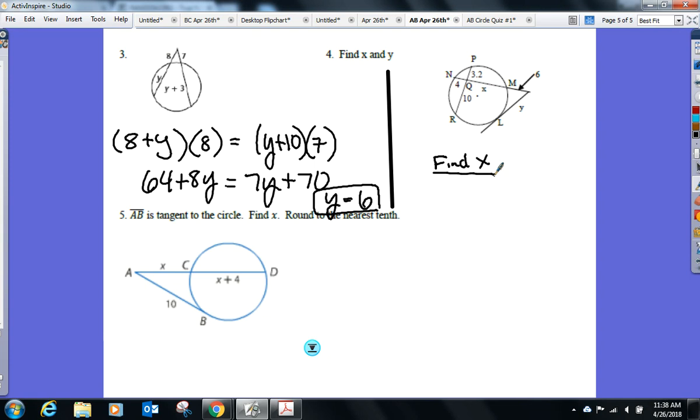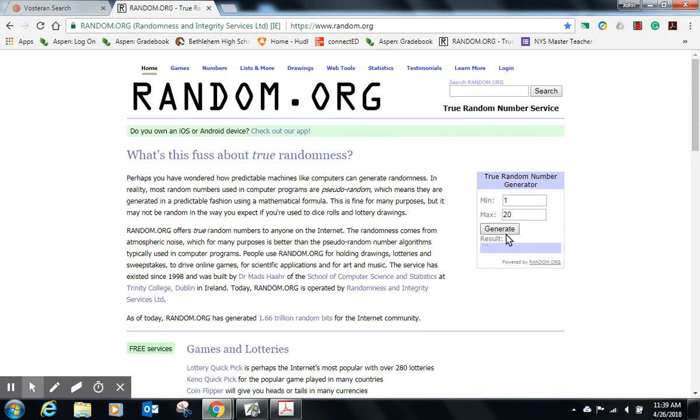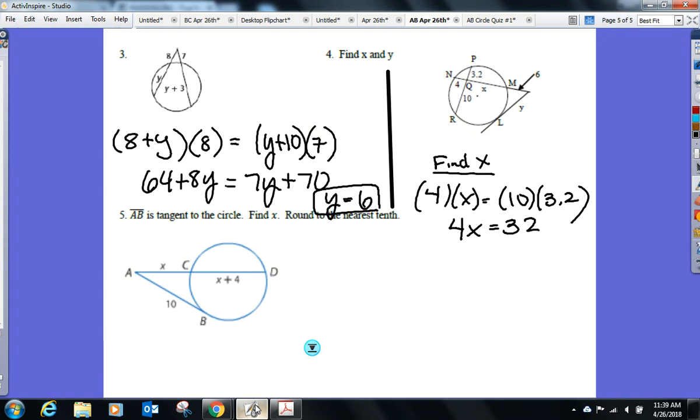And from yesterday, somebody give me two pieces of one chord now. 4 and x, so 4 times x equals, what are the other two pieces on my second chord? 10 and 3.2. This is what we did yesterday. Four x equals 32. I'm just going to ask anyway, hopefully. A little redemption. 16? 8. So now you guys know it's 8.